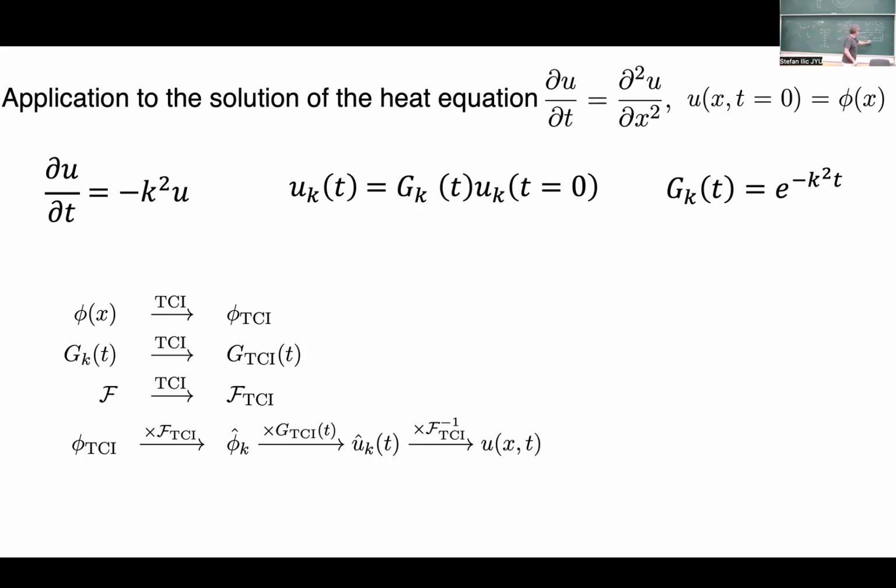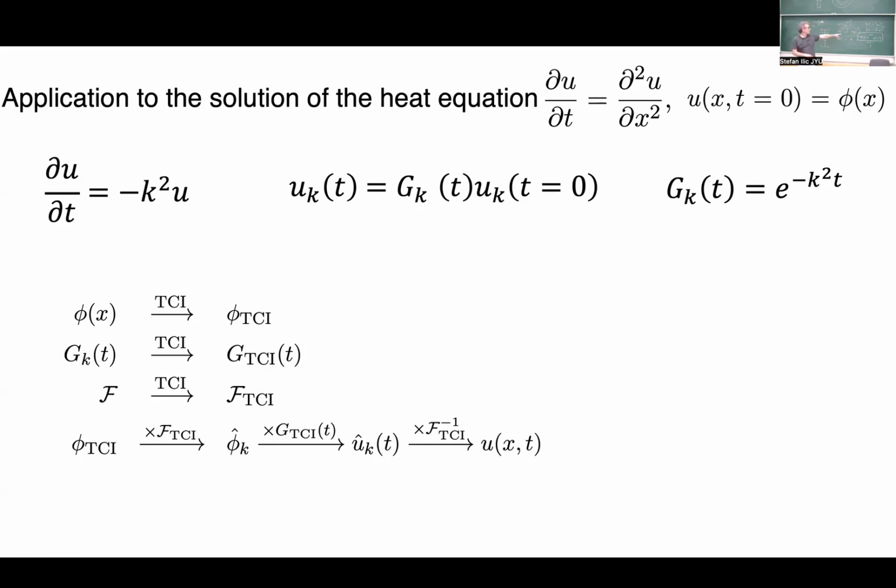This kernel, just give it to TCI at a given time. As a function, so it's an MPS versus k. And then you just do element-wise multiplication. We saw how to do that. It's the same thing as MPU, MPS. And now you get the solution at any time you want. You apply the inverse Fourier transform, and you get the solution.